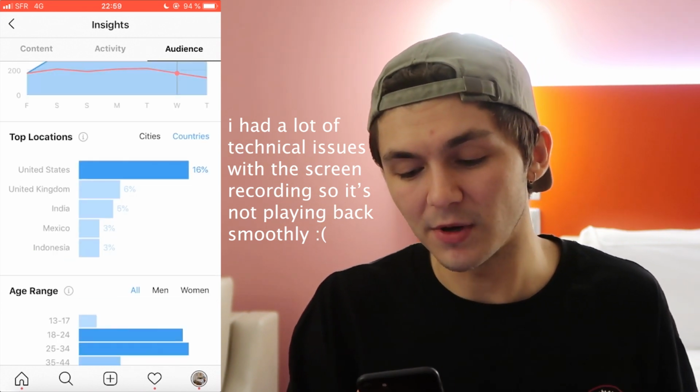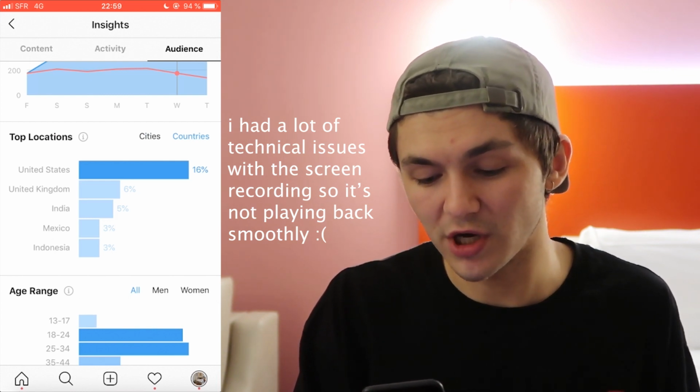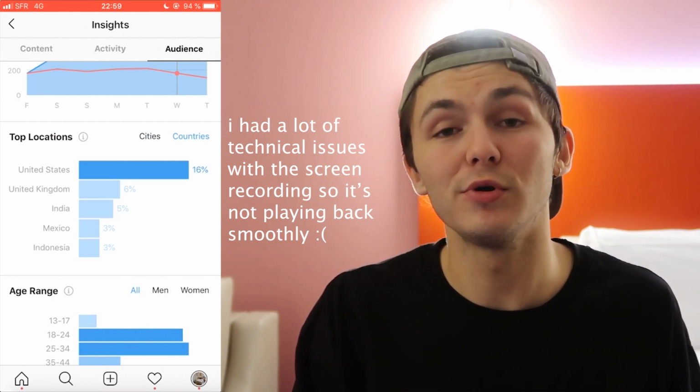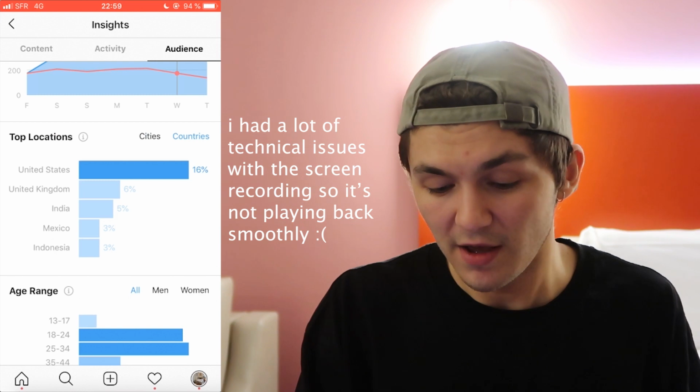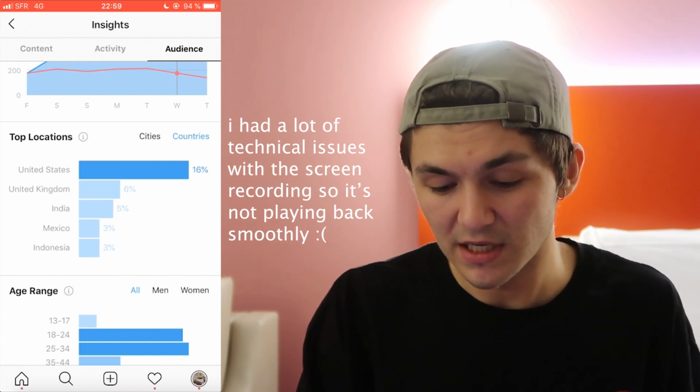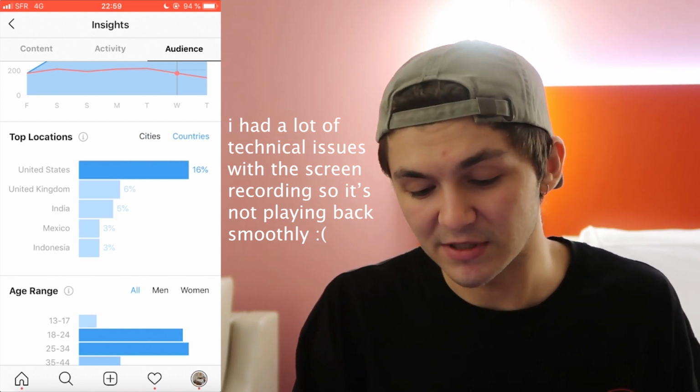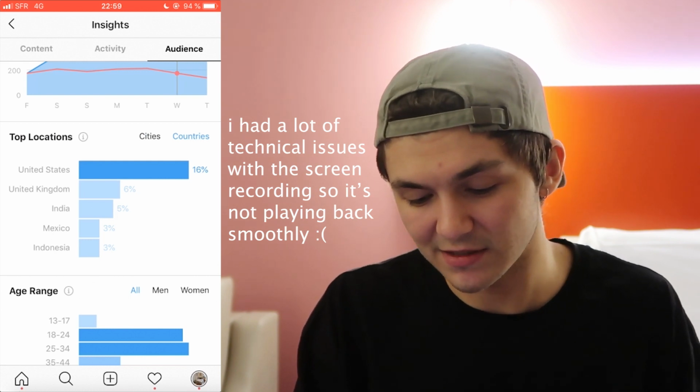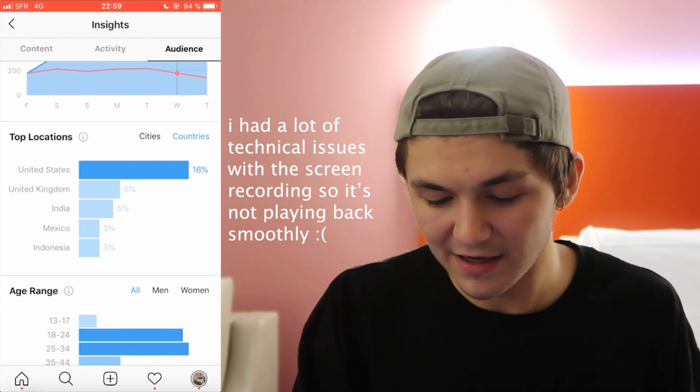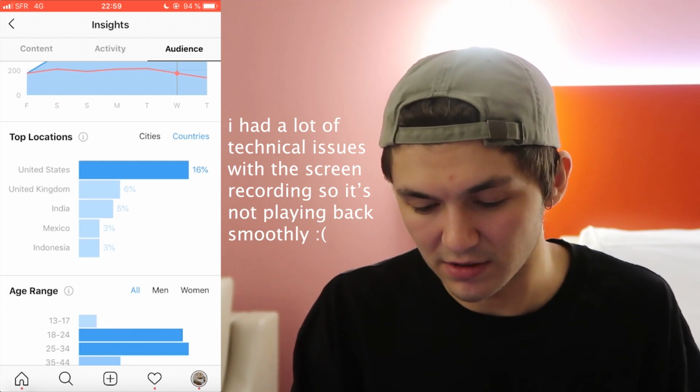Beneath this, we have the top locations. So first of all, I'm going to show you countries. Again, if you tap on the blue bars, it's going to show you the percentage for each one and the unique numbers. So as you can see, United States, my top country, United Kingdom, my second top country with a 6%, India 5%, Mexico 3%, Indonesia 3%.